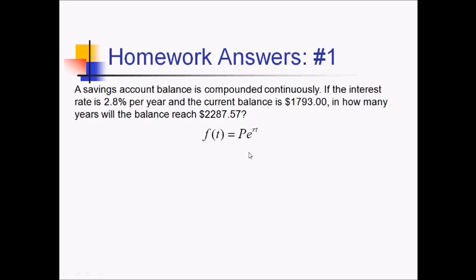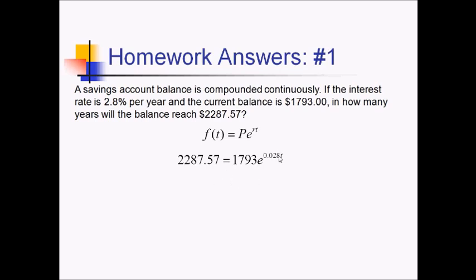and let's plug in what we can here. We're starting with a principal of 1,793. That's our starting amount for P. E is just E. R is our interest rate. That's going to be 0.028. Time we're looking for, so we'll leave that as a T. F of T, that's our target amount of $2,287.57. So there's our initial setup for this equation.